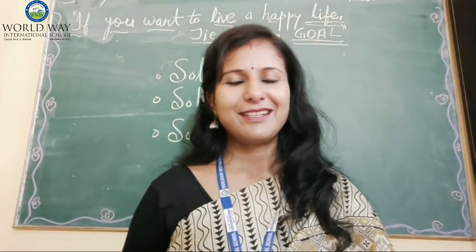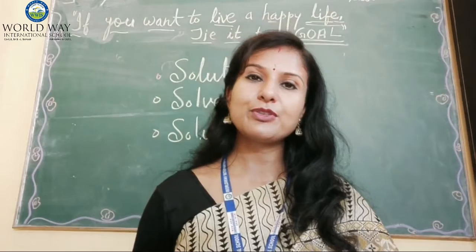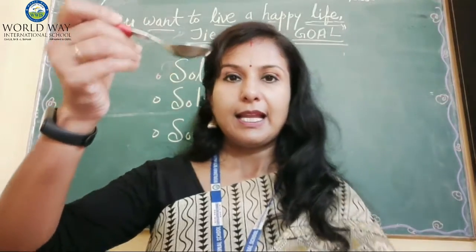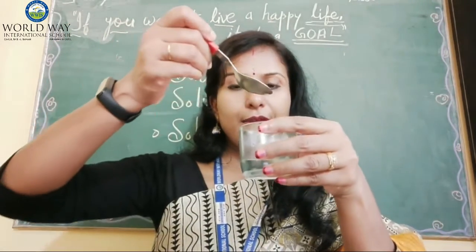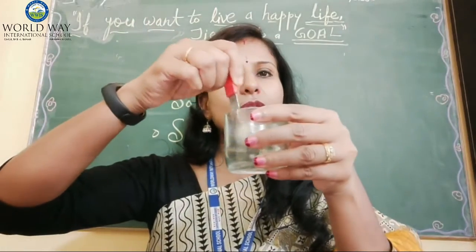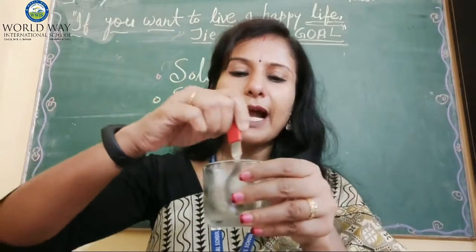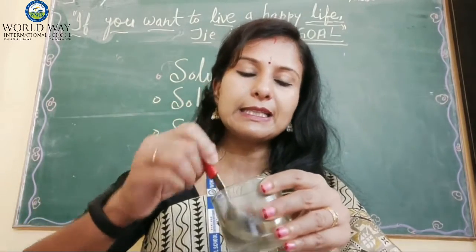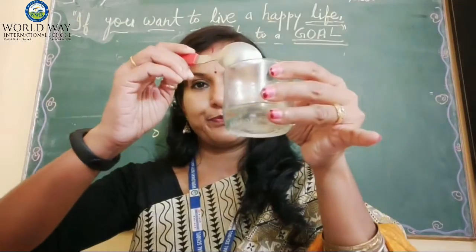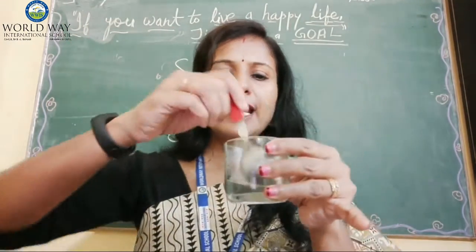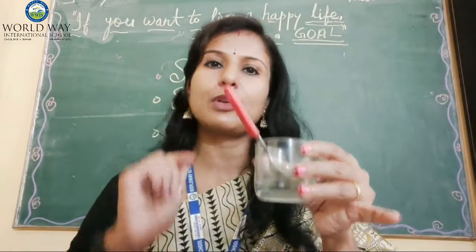Hello children. So today in this video I am going to tell you about solution and solubility. Suppose in my hand sugar is there and water. When I am mixing this sugar in water, this is called solute. Water is called solvent. And when I mix this sugar in water, what am I getting? This is called solution. So sugar is the solute, water is the solvent, and when I mix them together it is called a solution.